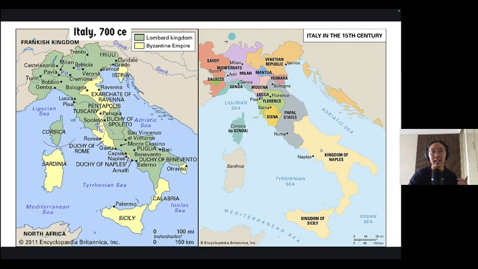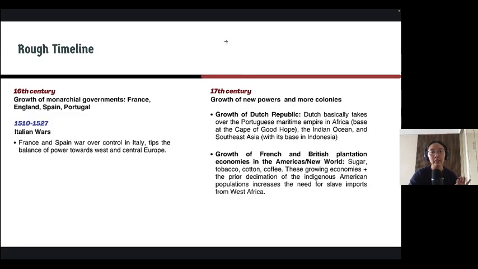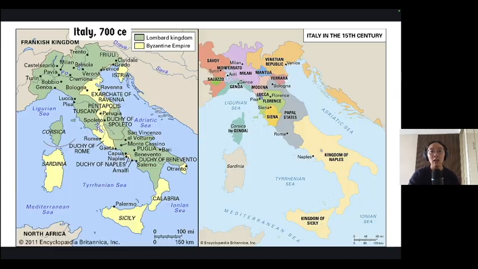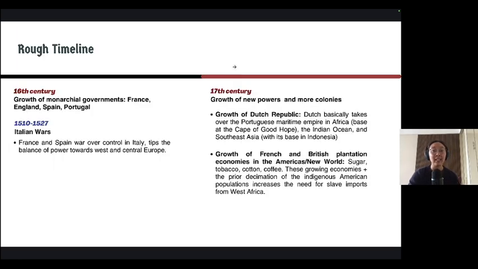Particularly yung part dito sa taas. So they're trying to take over those territories, and because of that, these strong Italian city-states start to face their decline kasi ina-attack na sila ng France and Spain. So once that happens, you start to see a shift in the balance of power towards Western and Central Europe. So lalakas ulit yung Spain in particular.